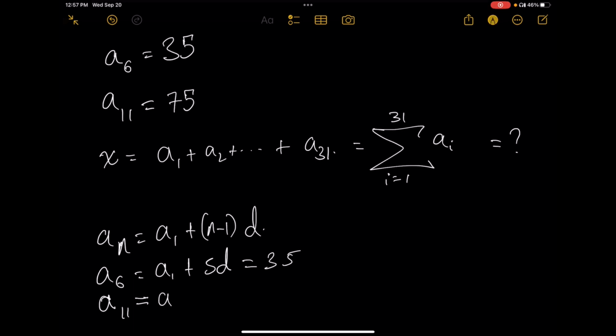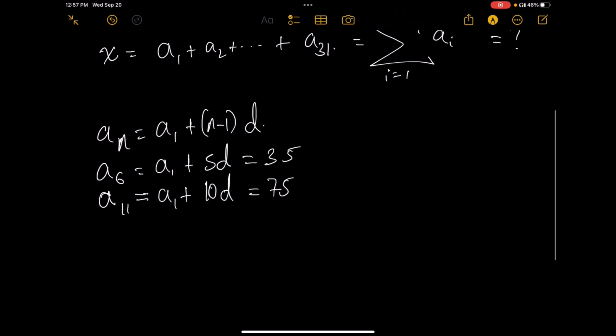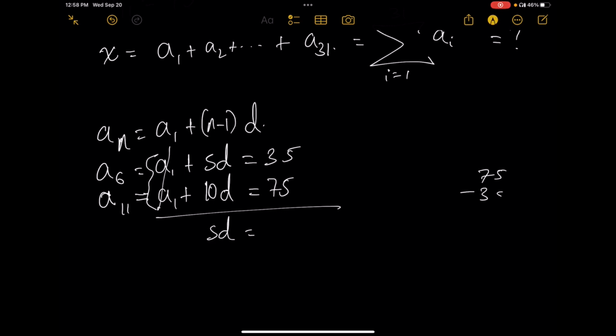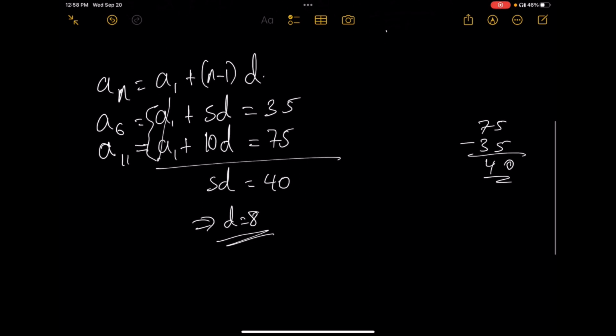A11 is A1 plus 11 minus 1, that is 10 times the common difference D, which is equal to A11, 75. What we have is simply a simultaneous equation in two variables, A1 and D. Okay, so we can subtract the first equation from the second equation. Then A1 cancels out and 10D minus 5D is 5D. We get 75 minus 35, which is 40, which implies that D is equal to 8.